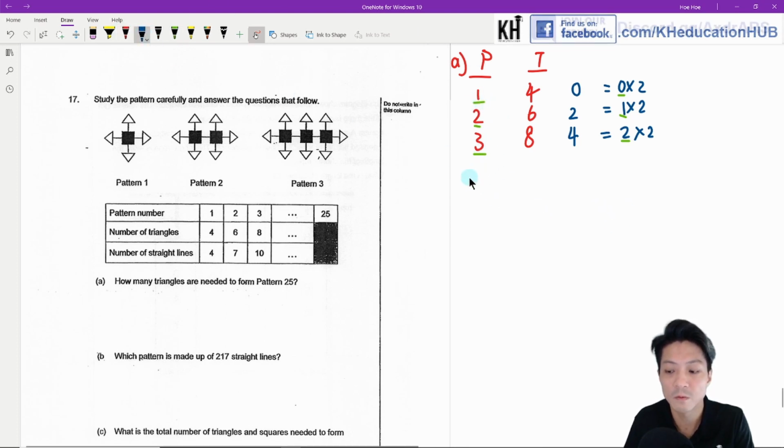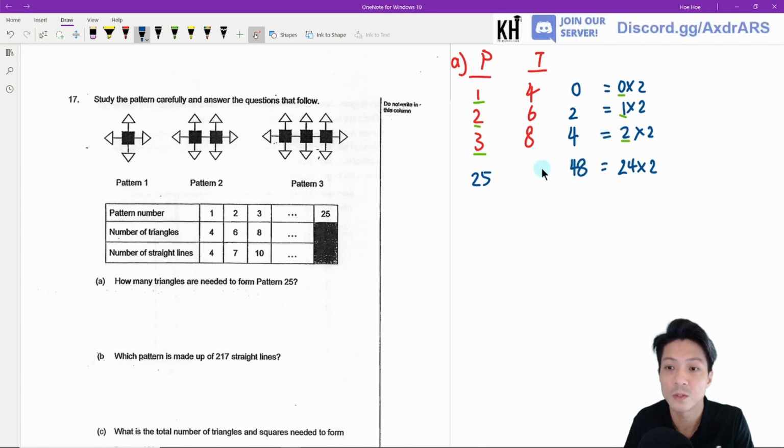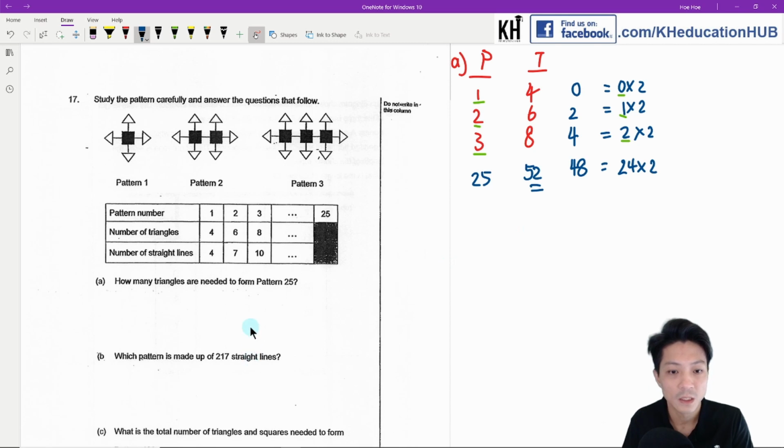So in order to find pattern number 25, you need to use 25 minus 1, which gives you 24 times 2. 24 times 2 will give you 48. And then remember, you need to add back the 4, which will give you 52. So the answer for part A is 52.